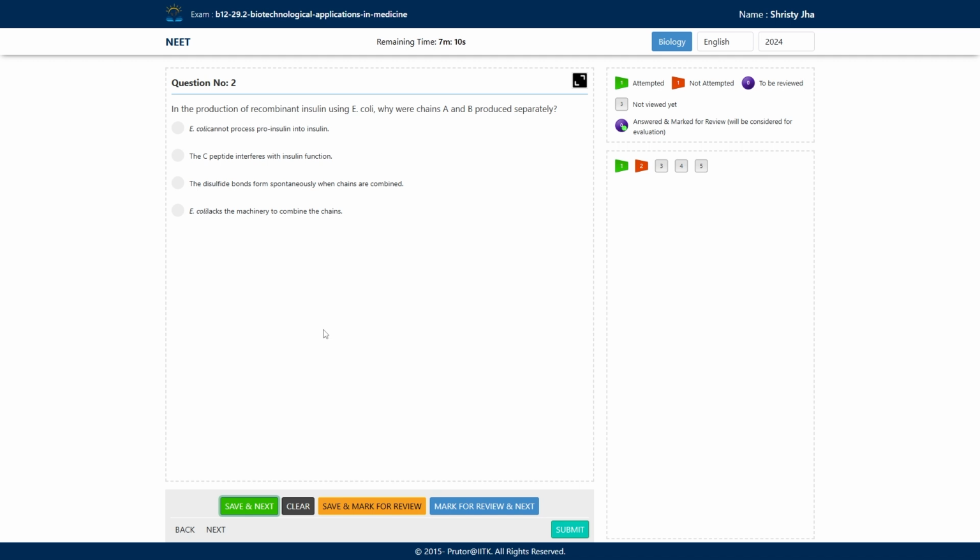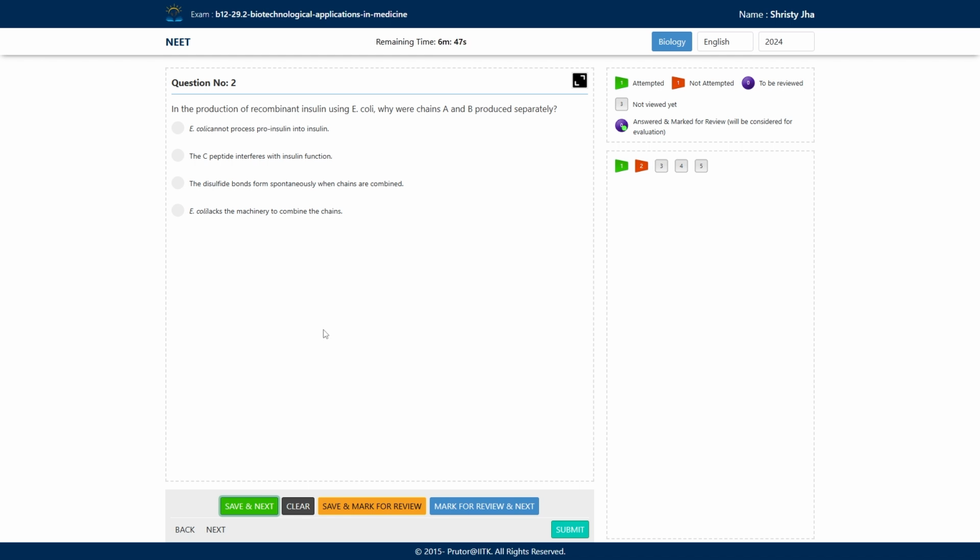Second question asks, in the production of recombinant insulin using E. coli, why were chain A and B produced separately? They are asking that in this recombinant technology where we have produced insulin, why have we produced chain A and B separately? Why can't we produce it together? So let's see the options.